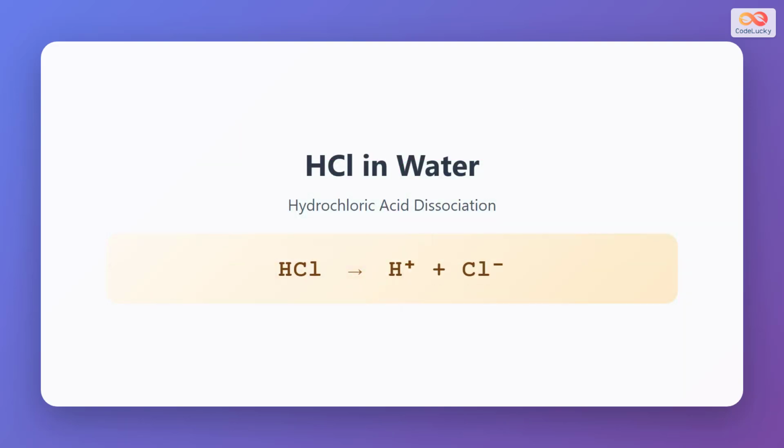Let's examine a specific example, hydrochloric acid in water. When HCl dissolves in water, it dissociates completely to produce H+ ions and chloride ions, Cl-. The hydrogen ion is the proton that's donated, while the chloride ion is what remains. This is a perfect example of acid behavior.